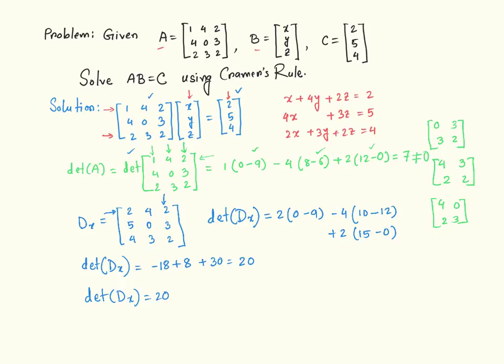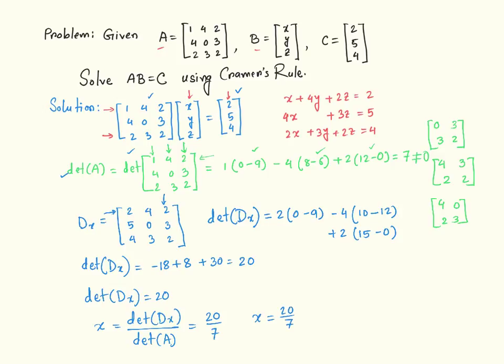Now to find the x value of the solution set, remember there will be three values: x value, y value, and z value. To find the x value, we take x is equal to the determinant of D sub x divided by the determinant of A. The determinant of D sub x is 20, the determinant of A is 7. So my x is going to be 20 over 7.